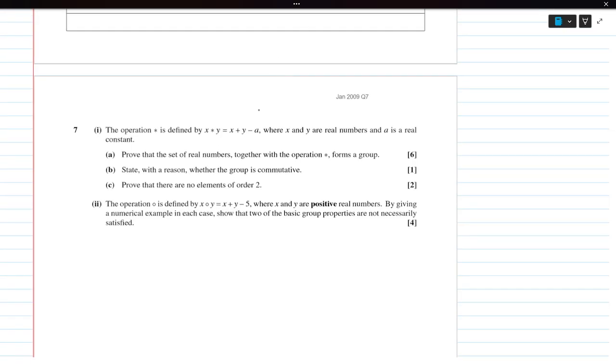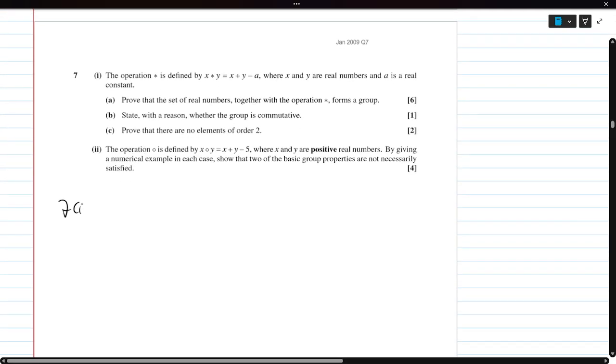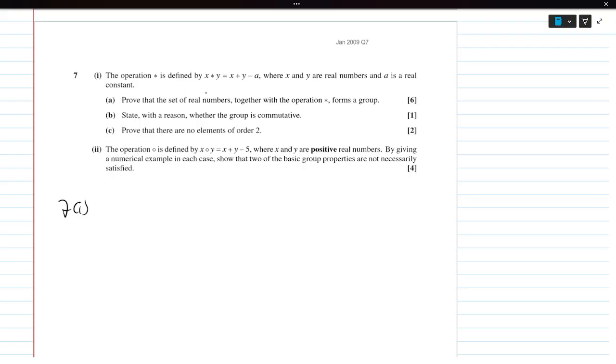But yeah, 7i. The operation star is defined by x star y equals x plus y minus a, where x and y are real numbers and a is a real constant. Prove that the set of real numbers together with the operation star forms a group. Okay. For all x and y, x star y is equal to x plus y minus a. Now, x plus y minus a is a real number. I think I just have to state this and it'll be fine. Hence closed.